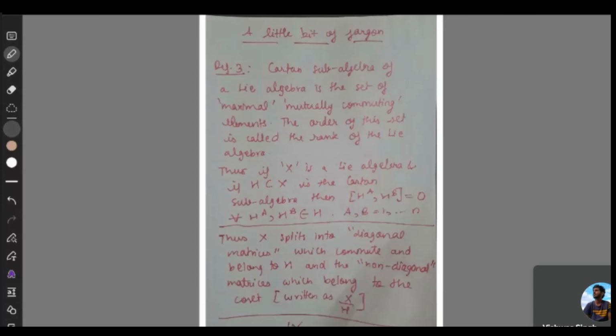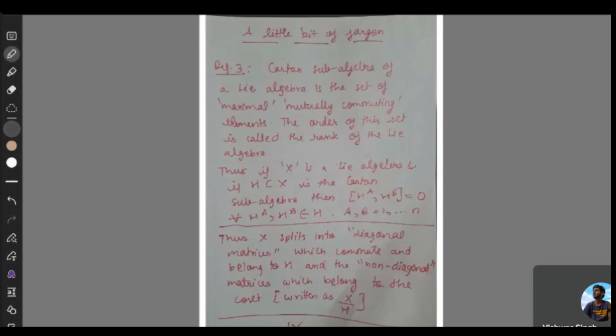X, that is the Lie algebra, it splits into two parts. One is the Cartan subalgebra and the other, which I call the coset, and it is written as X over H, where H is the Cartan subalgebra. So it splits into diagonal and non-diagonal matrices. Diagonal matrices all commute amongst each other by definition, correct? And these will have a common eigenstate. Okay.